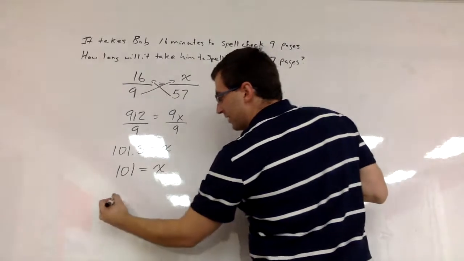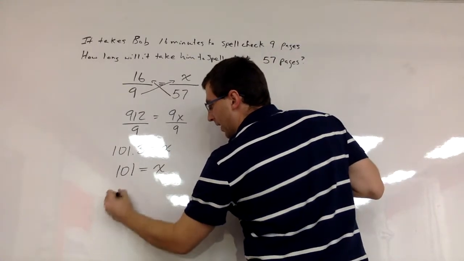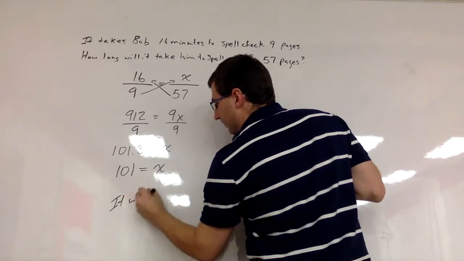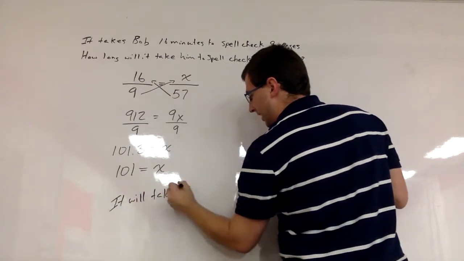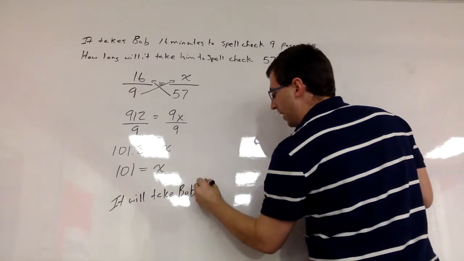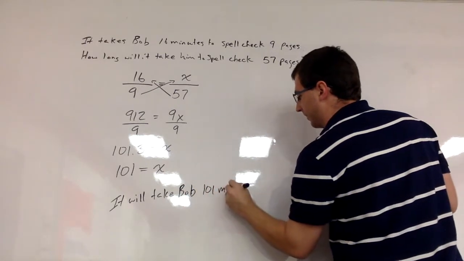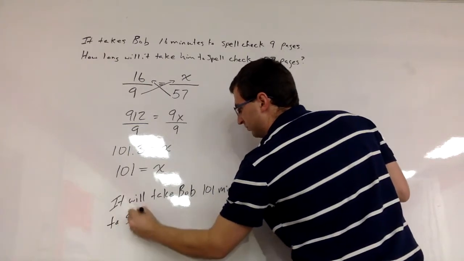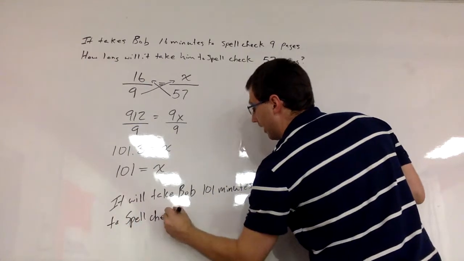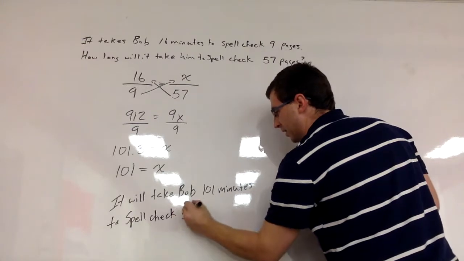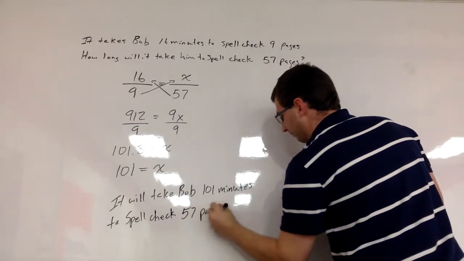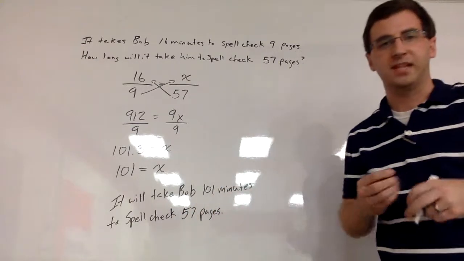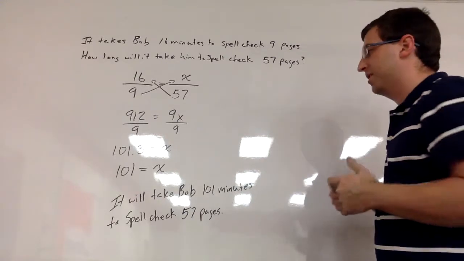pages. So for this problem, the answer would be, it will take Bob about 101 minutes to spell check 57 pages. Okay? Taking about 101 minutes to spell check 57 pages.